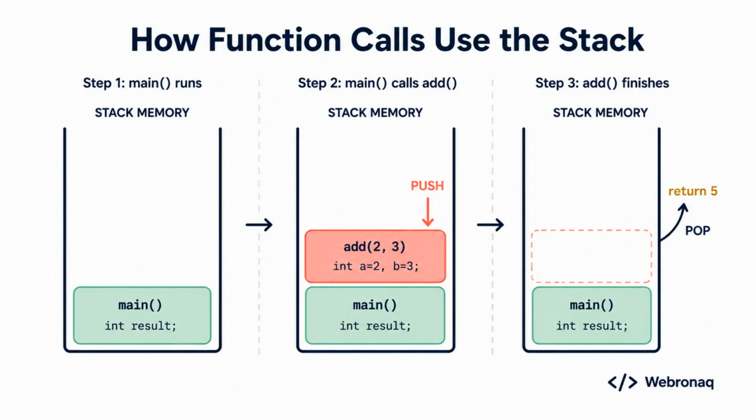Step 1. Your program starts. The main function gets its own stack frame at the bottom of the stack. Simple enough. Step 2. Inside main, you call another function. Let's say add 2, 3. The moment that call happens, a brand new stack frame for add gets pushed right on top of main's frame.